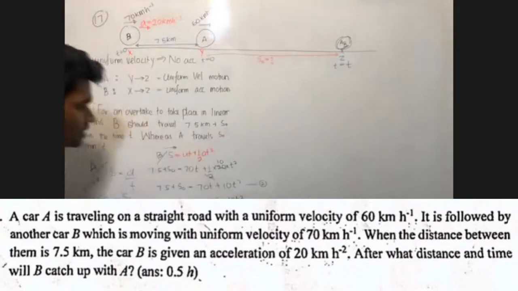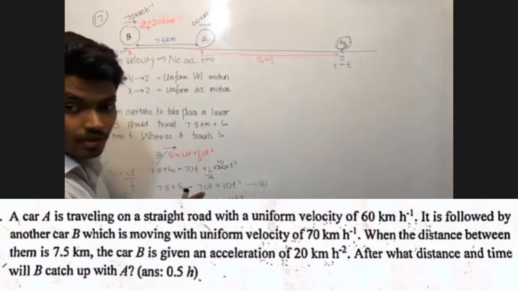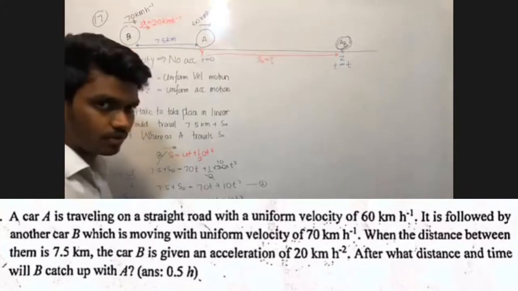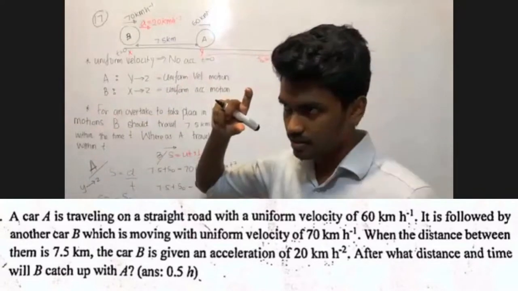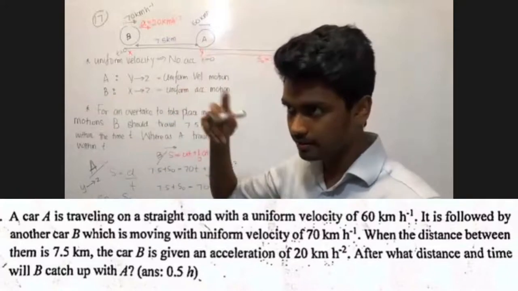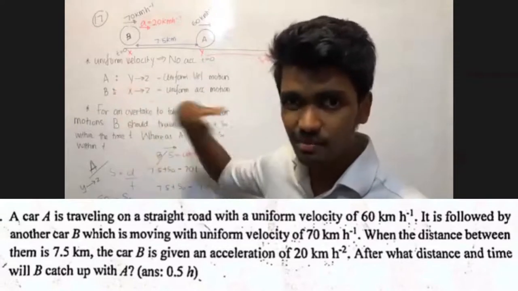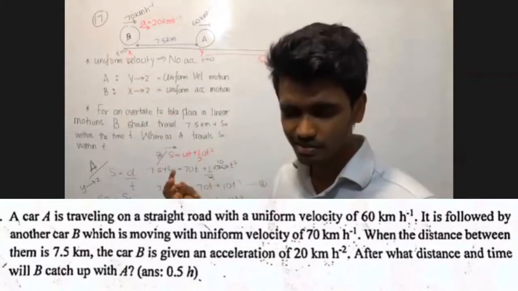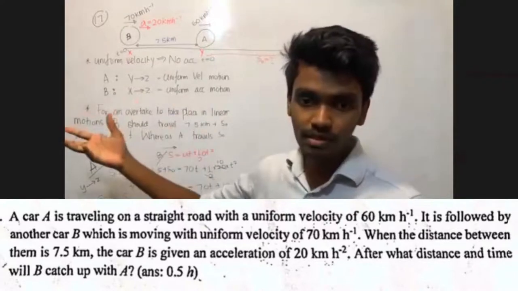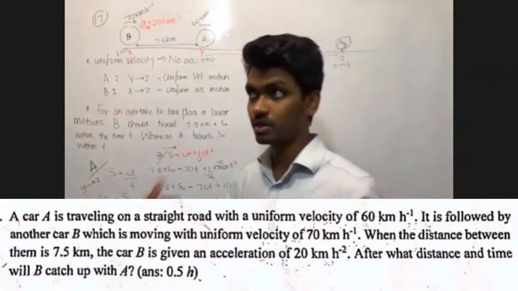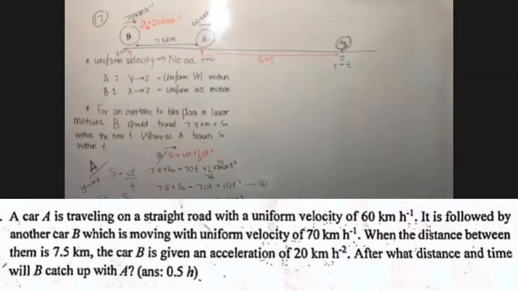0.5 hours, because all these are substituted in kilometers, 70 kilometers per hour. So the answer should come in hours. I explained it on day one in linear motion: when you apply the equations, appropriate units should be applied. If you are applying distance in kilometers, time should be in hours. Okay, so I simplify T equals 0.5.